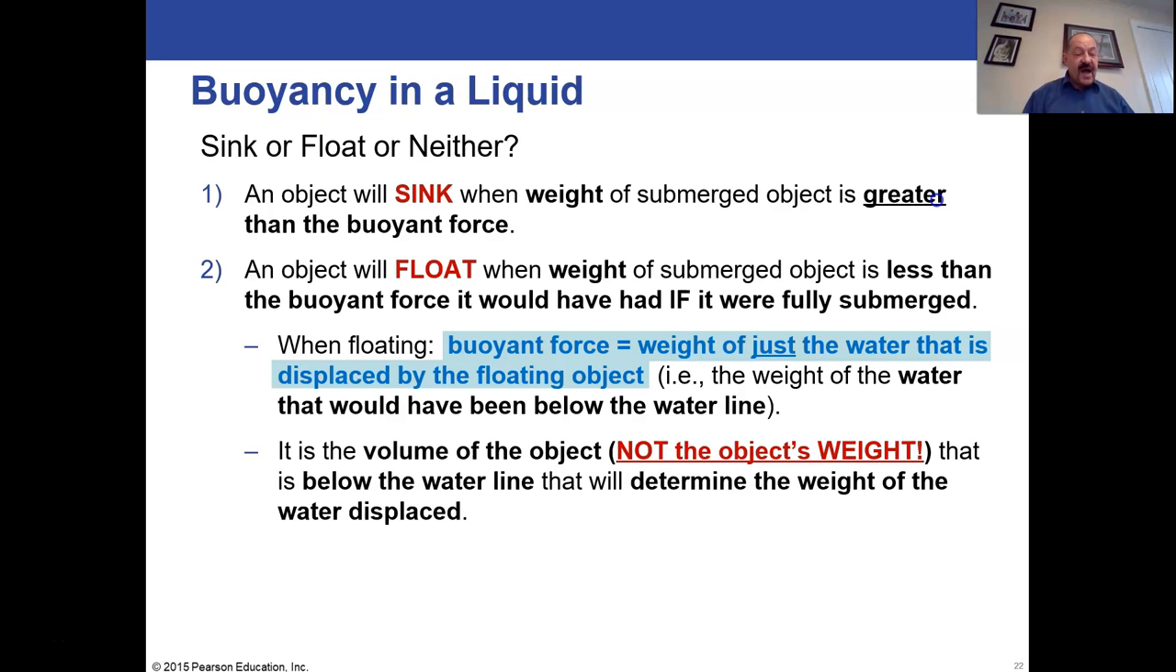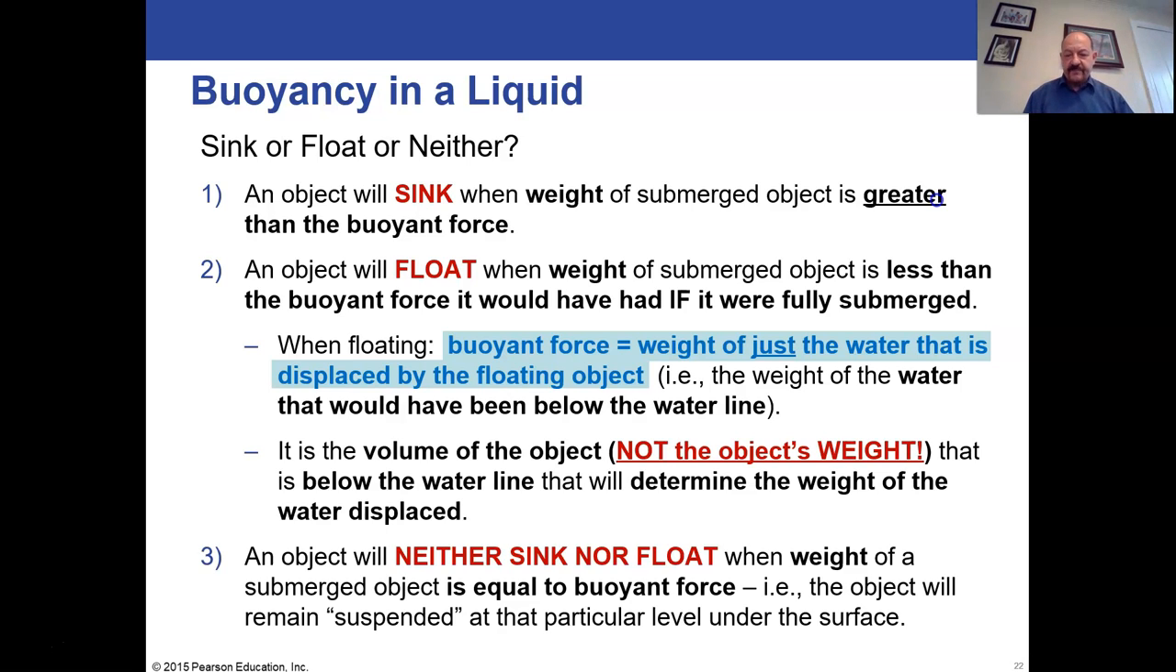So it's the volume of the object, not the object's weight, that's below the water line. You have the volume of the object below the water line. That's the volume of water that you're interested in, but you're not interested in the water's volume. You're interested in the water's weight that is displaced. I know that gets confusing.